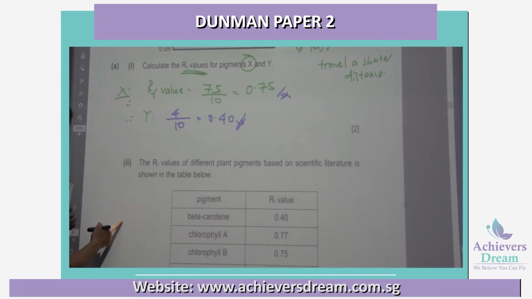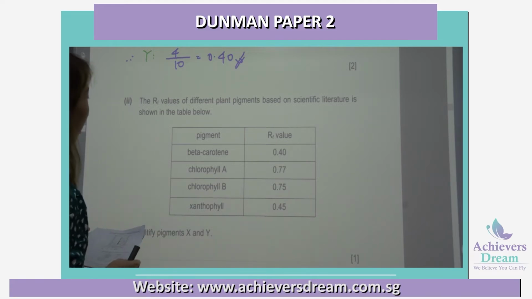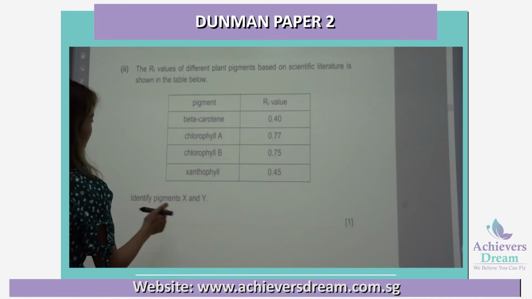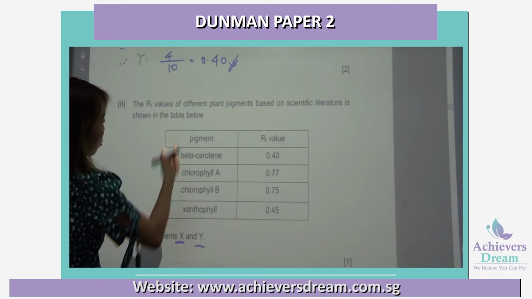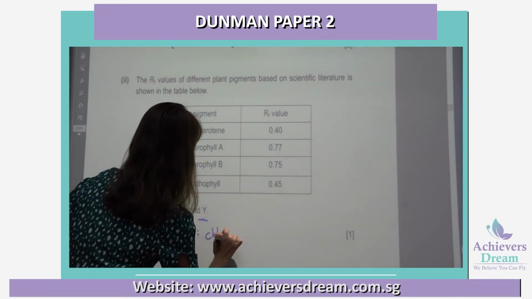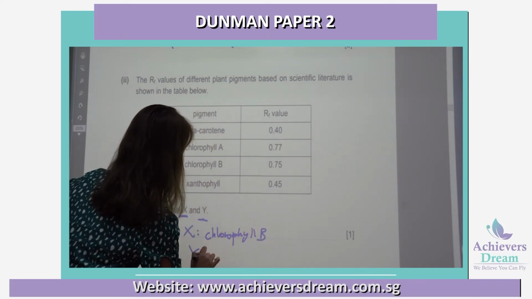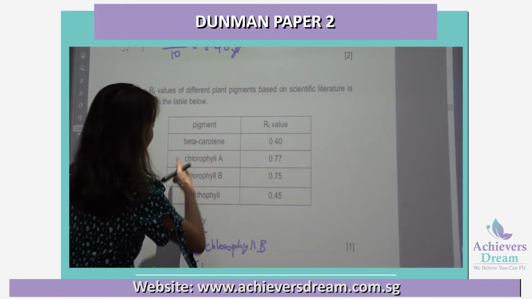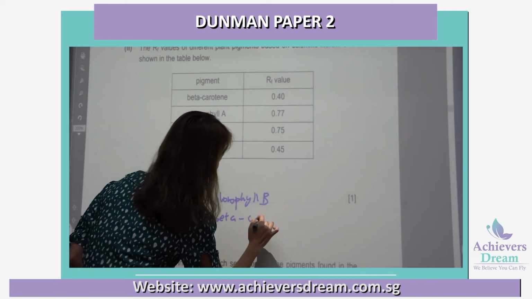So for part 2, the RF values of different plant pigments based on scientific literature is shown. Identify what is pigment X and Y. Okay, this is easy. I just need to match 0.75. So my X must be chlorophyll B, and my Y, 0.40, so it must be beta carotene.